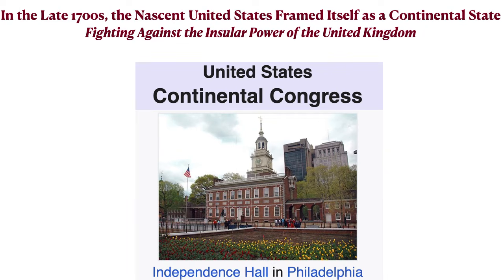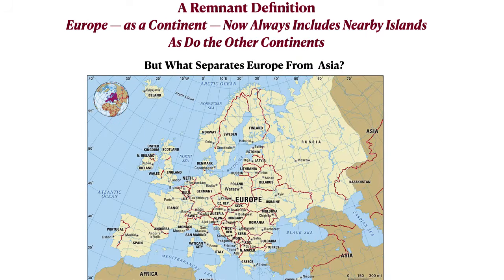For example, in the late 1700s, the newly formed, or in the process of forming, state of the United States explicitly framed itself as a continental state because it's based on a large continuous landmass, North America. That contrasted against the insular power of the United Kingdom, which is not a continental power, but rather an insular or island power, one way of looking at it. Anyway, this is a remnant definition.